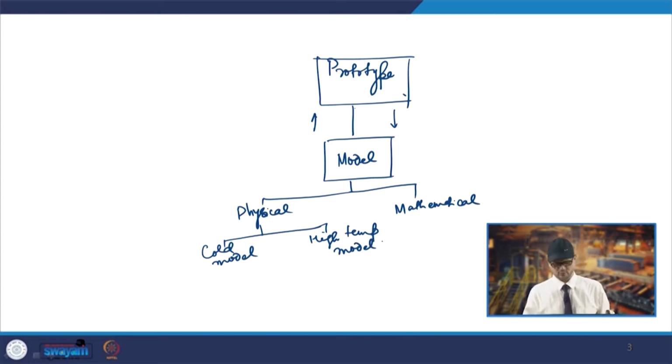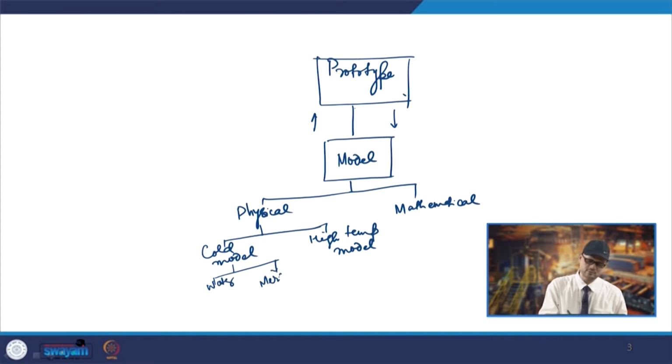So that way you can go for the cold model. Cold model means the working fluid will be at room temperature, because it is very difficult many a times to work with the actual working fluid, whose temperature is more than 1500 degrees centigrade. Now, there are working fluids being used. You can use water as the working fluid, or many a times some people have worked and taken mercury also as the working fluid. So that way your physical modeling is carried out, and mostly we do go for the cold model.